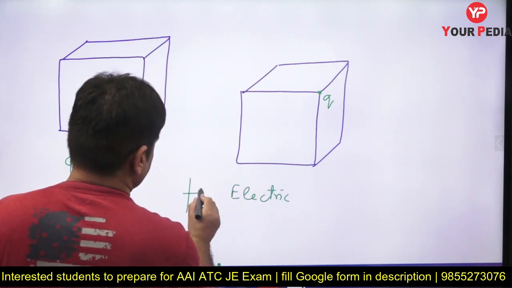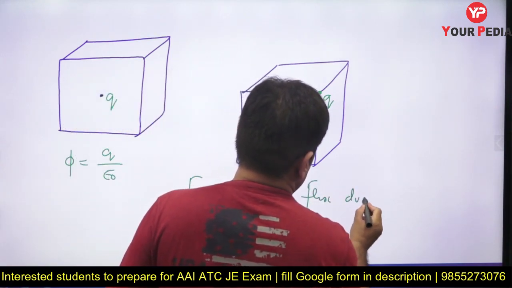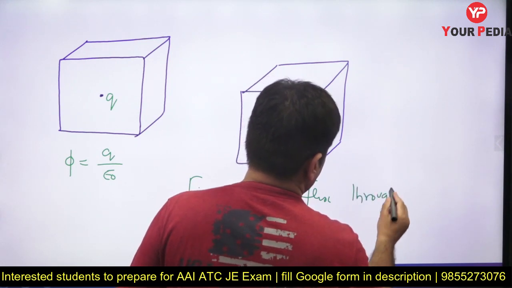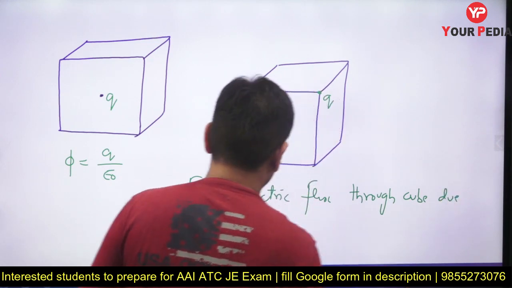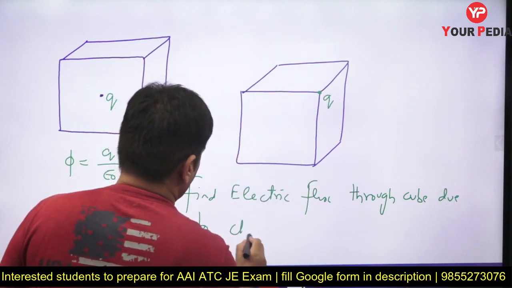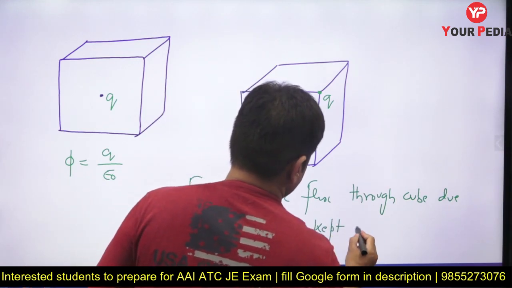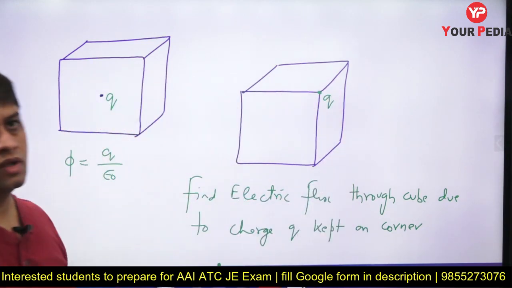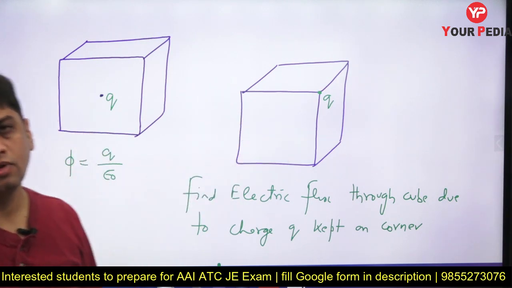Find the electric flux through the cube due to charge Q kept on the corner. मैंने कॉर्नर पे एक चार्ज रख दिया Q, and I want you to tell me what will be the electric flux actually through this cube.